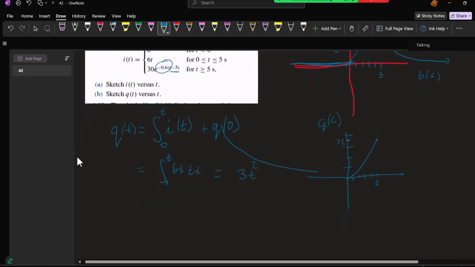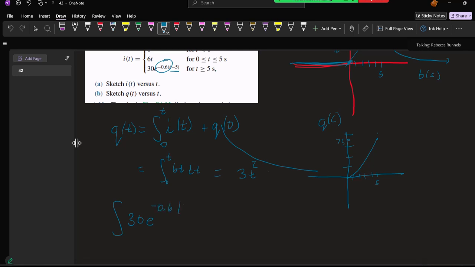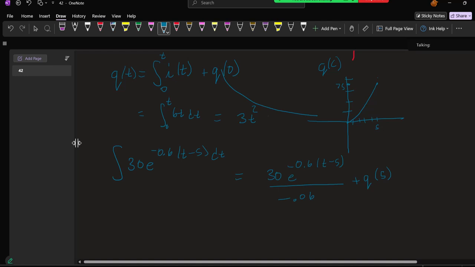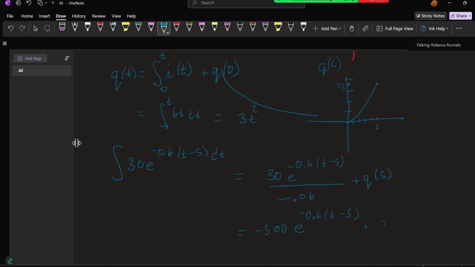And then to integrate 30e to the negative 0.6t minus 5 dt, I'm going to get 30e to the negative 0.6t to the negative 5 over negative 0.06 plus q of 5. Gets me negative 500. Plus 75.